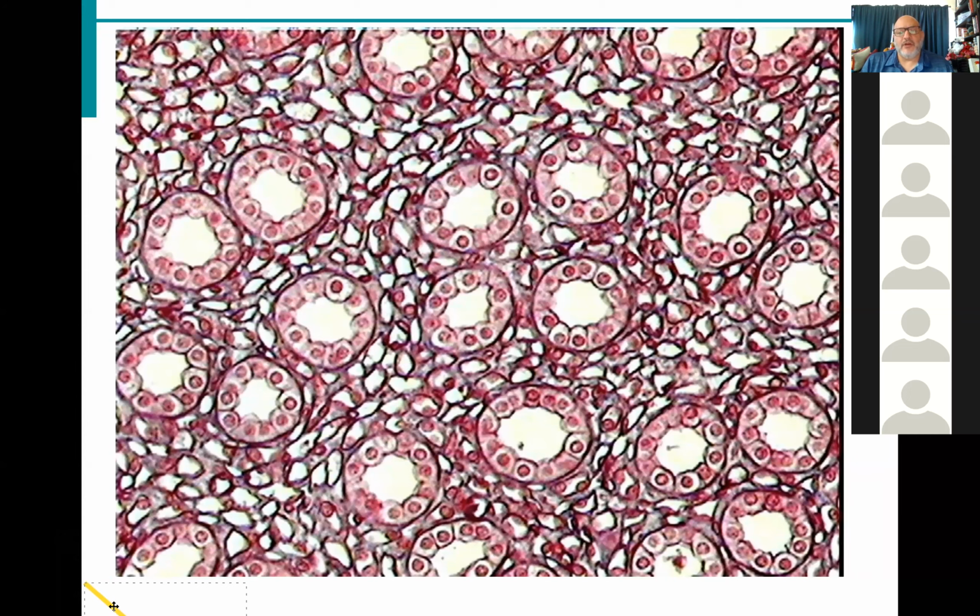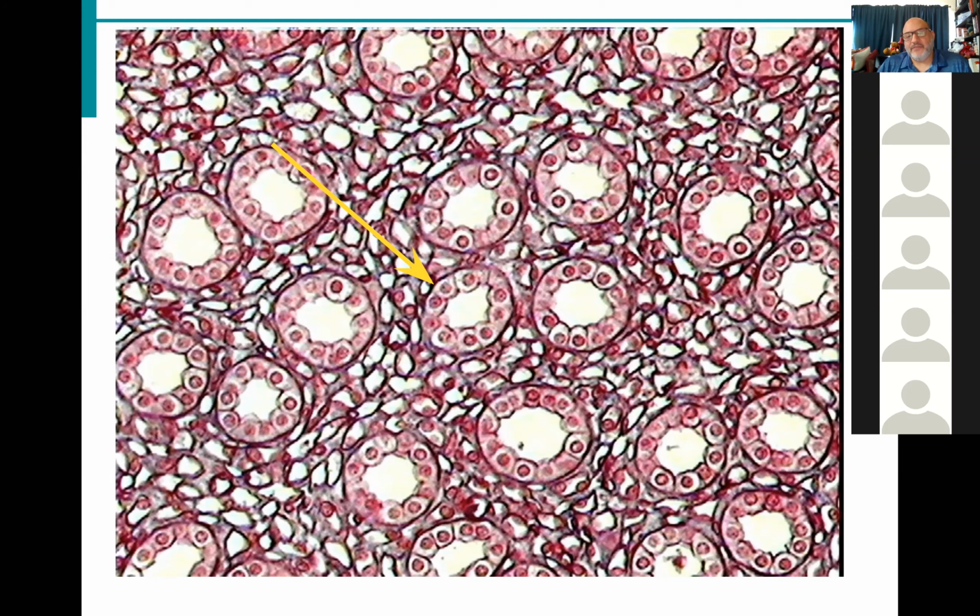No. So what I would do instead, the other way I could ask that specimen question, is to ask it this way. I could point at this tissue and I could ask you, identify one location in the body where you would find this tissue. And what's one location where you would find a simple cuboidal epithelial tissue?